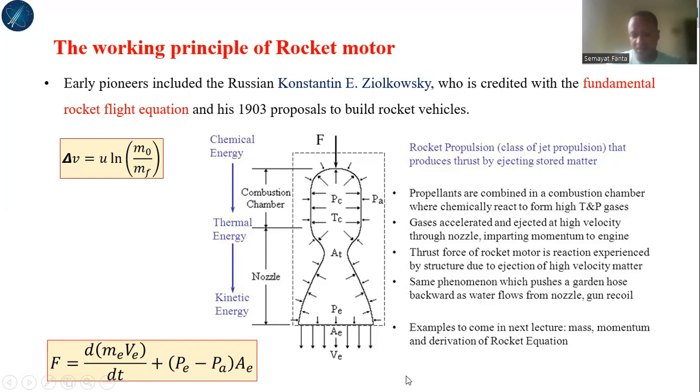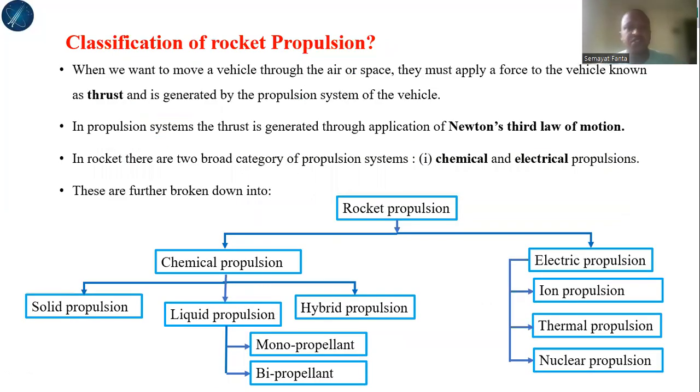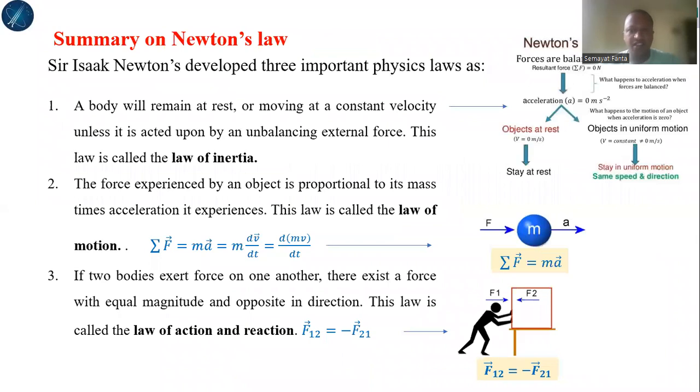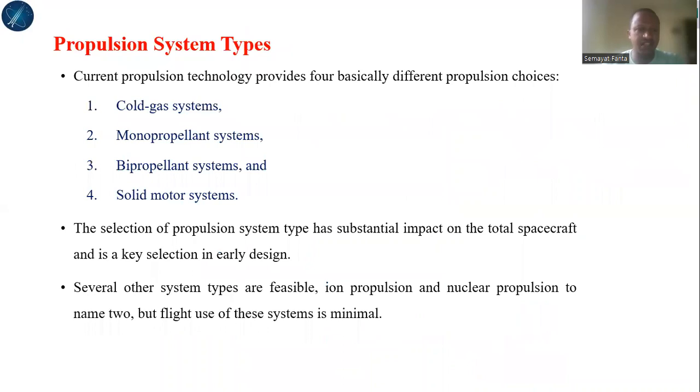So these are what we discussed last time, and the classification of rocket propulsion itself, just chemical propulsion and electric propulsion, and others like that. Then we summarized the three Newton laws. That is basic physics which everybody knows, so I can consider you are familiar with that. And the propulsion system types: cold gas system, monopropellant system, bipropellant system, solid propellant. This is based on the propellant which we are using.